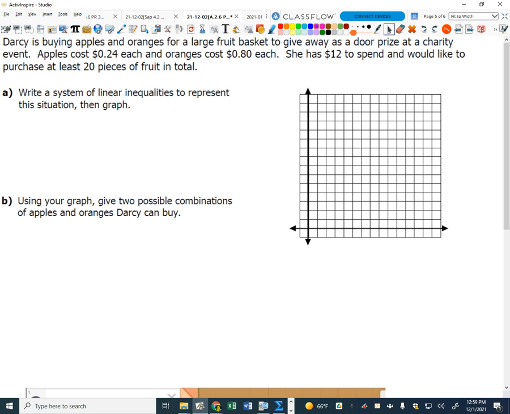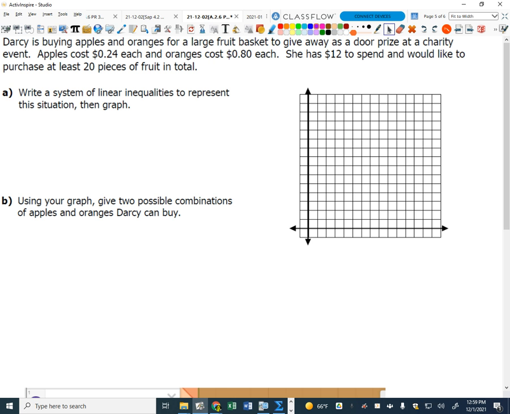Okay, let's look at one more of these. How about this? And I think this is probably good. Get through this one, I think we're good. So we had a little application here. Darcy's buying apples and oranges for a large fruit basket to give away as a door prize at a charity event. Apples cost 24 cents each, and oranges cost 80 cents each. She has $12 to spend and would like to purchase at least 20 pieces of fruit in total.